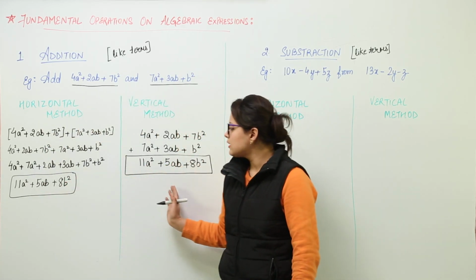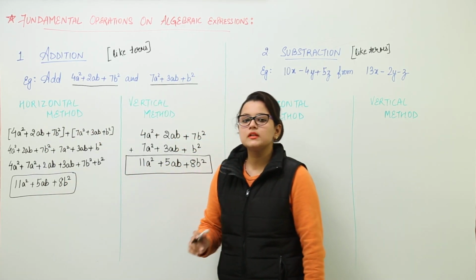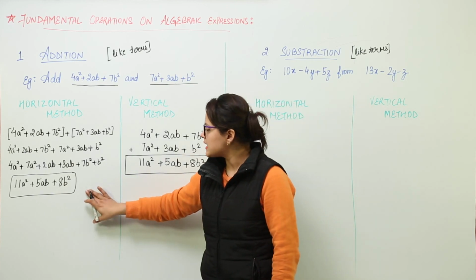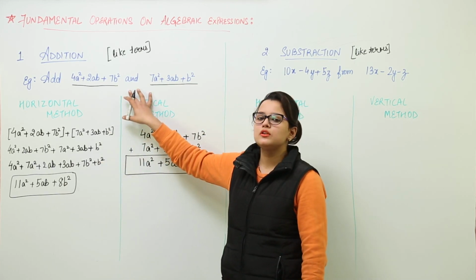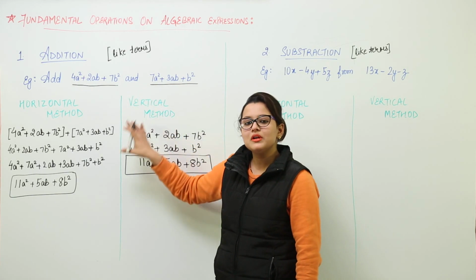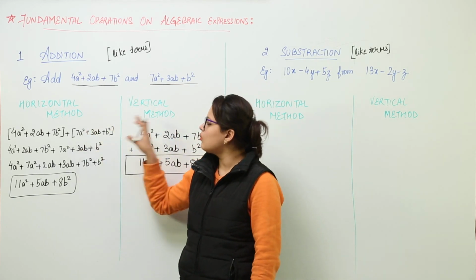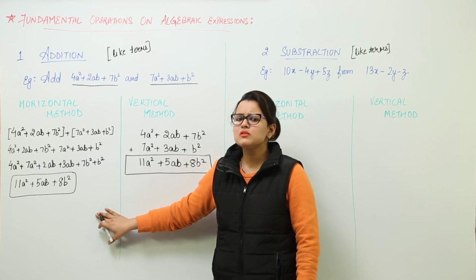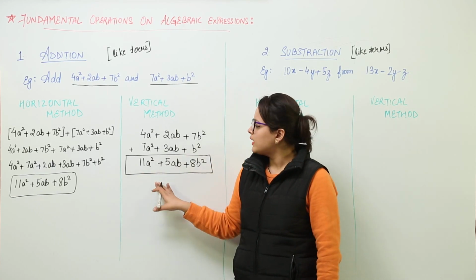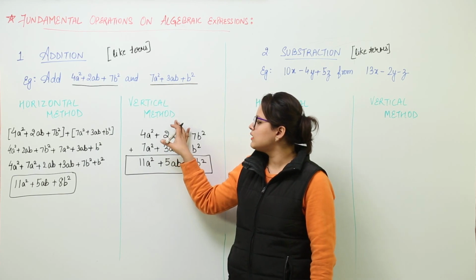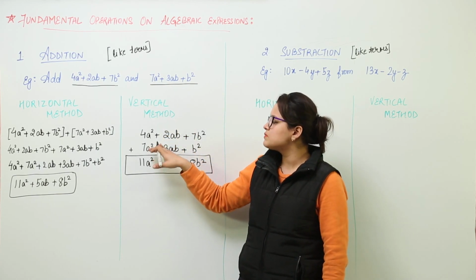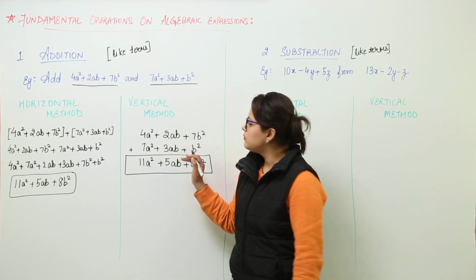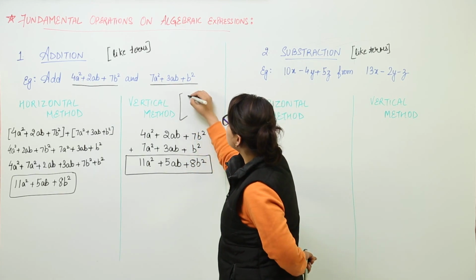We can cross check it with the horizontal method. It will come out to be the same. Reason, because we are adding the two same expressions. When you are adding the expression by horizontal or vertical method, your answer will come out to be the same. Depends on which method you are using. But make sure when you are using the vertical method, you are writing the like terms below the like terms only. Please, I am mentioning it over here.